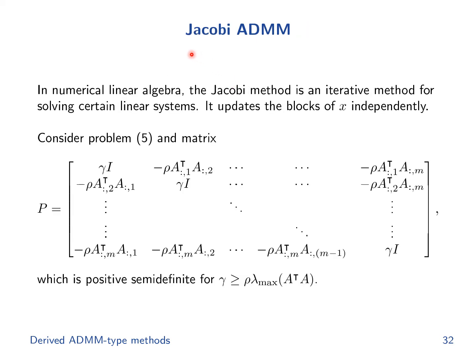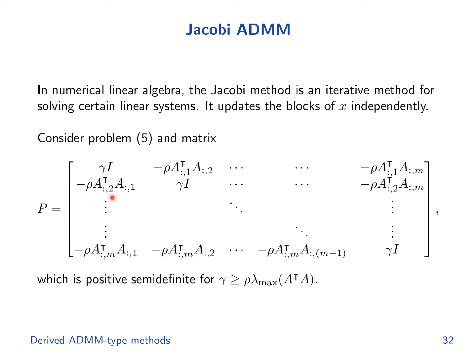The first technique is what we call Jacobi ADMM. In numerical linear algebra, the Jacobi method is an iterative method for solving certain linear systems, where all the blocks of X can be updated independently. To achieve a similar feature in ADMM, for the monotropic program on the last slide, we introduce a matrix P in this form. All the diagonals are gamma times identity. The off diagonals are minus rho.